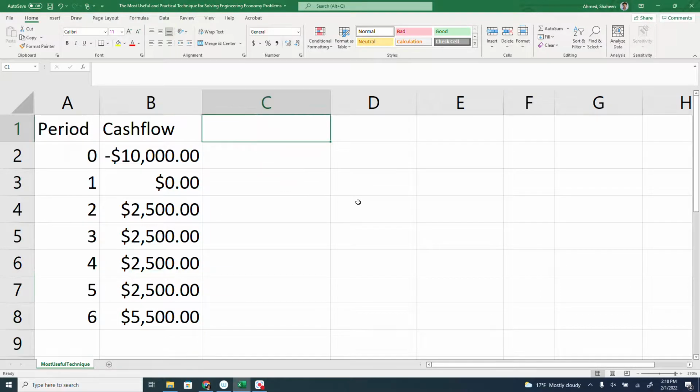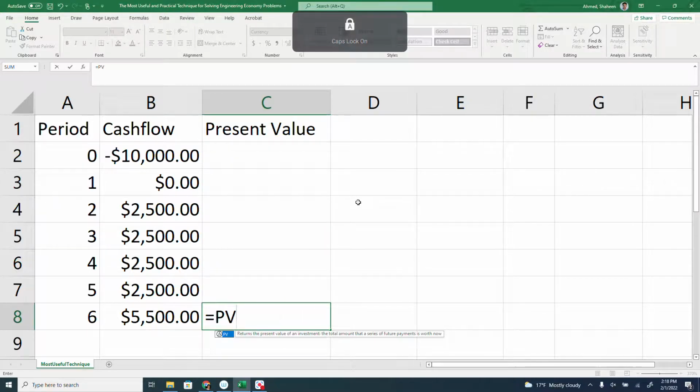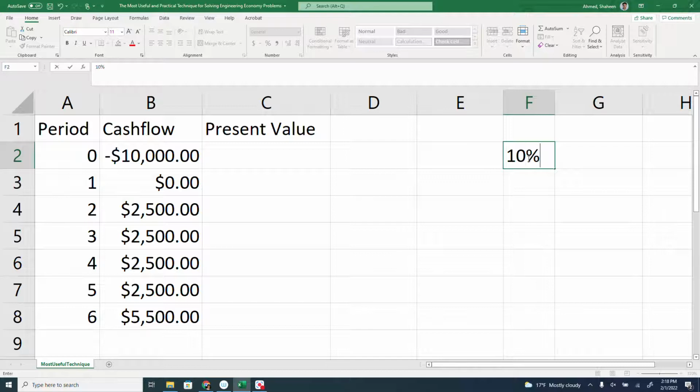Now, because all the computation will be done by Excel, we really don't care about the computation. So we'll calculate the present worth, or present value, for each of these cash flows. For example, to calculate the present value of this cash flow after 6 years, we can simply write the PV function, which is the present value function. It is asking for rate, number of periods, and so on. So I'm going to create here, let's say the interest rate is 10%.